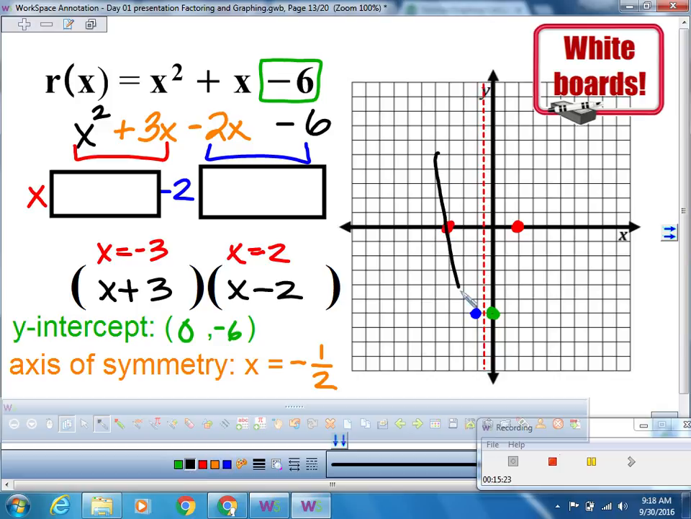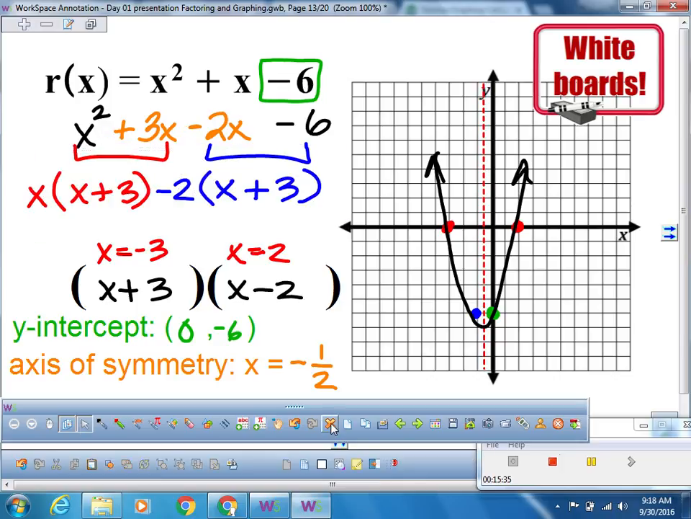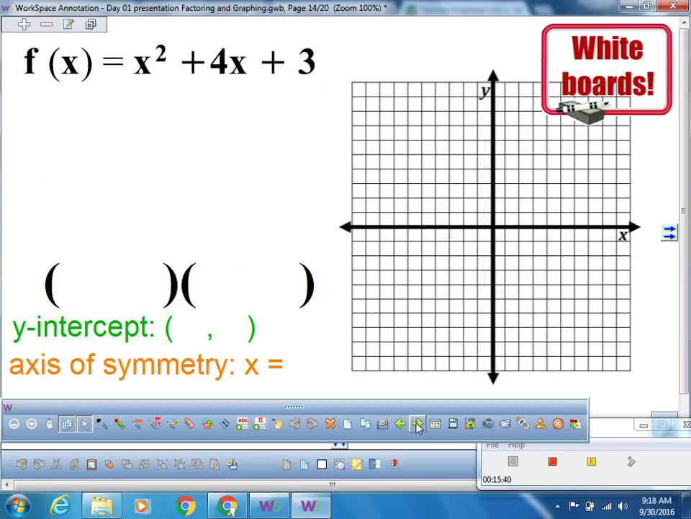So all you need is your zeros, your y-intercept, and then the other point on the other side of the axis of symmetry from your y-intercept. You guys ready to do one on your own? No? Well, try. Get as far as you can, and then I'll come back and I'll do it with you. All right, try this one.